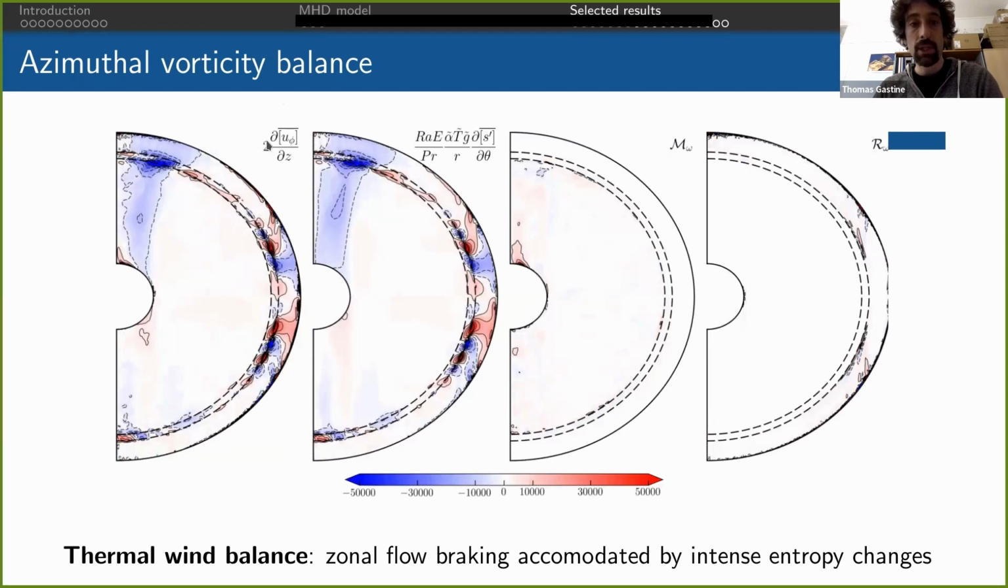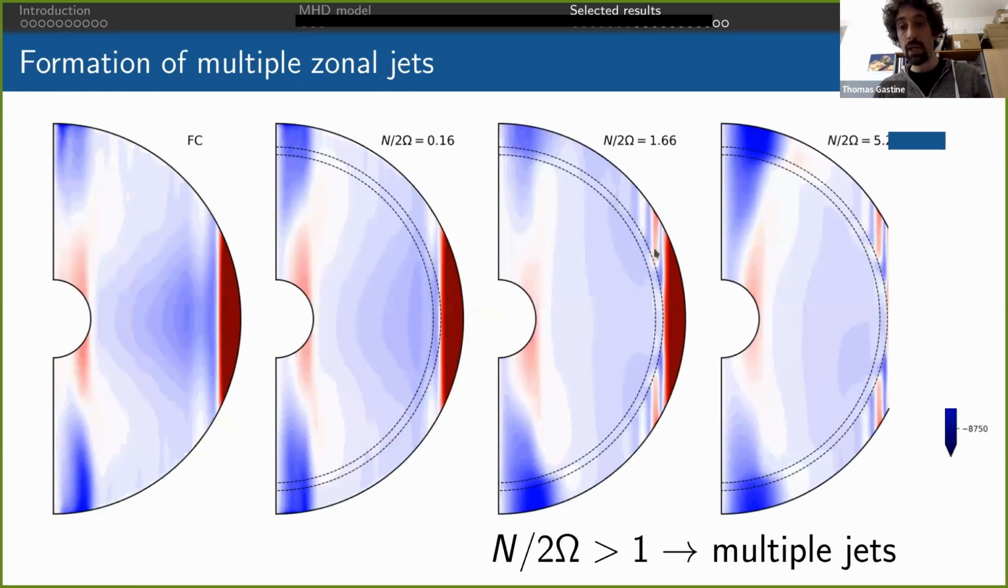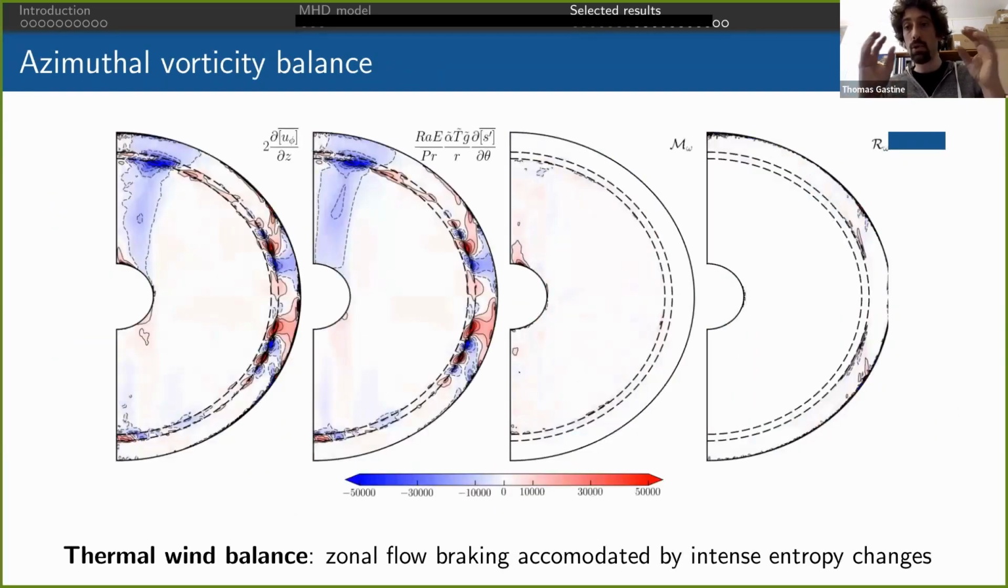And you see that in practice, the variation of the zonal flow along the axis of rotation Z is perfectly in balance with the lateral gradient of entropy. So in other words, the fact that you suddenly break the jets here with depth is accommodated by local intense entropy changes here.